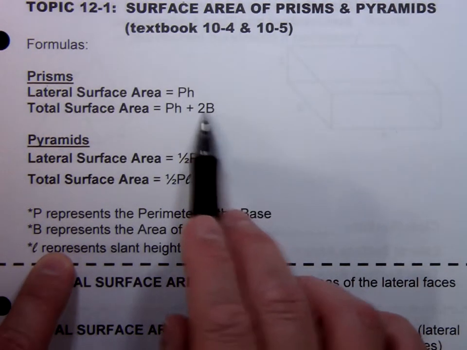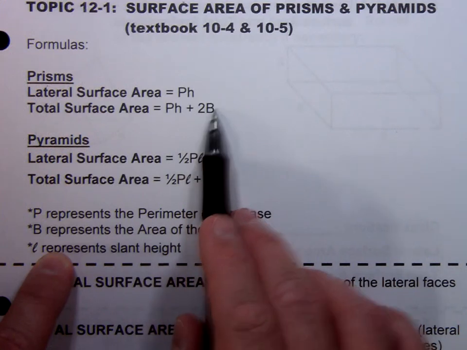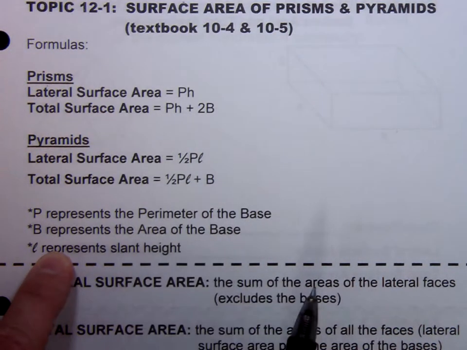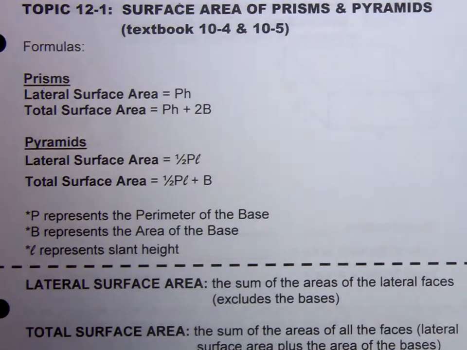So you get the area of two bases, they're congruent, and then you have the lateral faces. Lateral is just side. So all the lateral surface area is the surface area around the sides of the figure. If it's a prism, the sides are typically rectangles or some type of parallelogram.